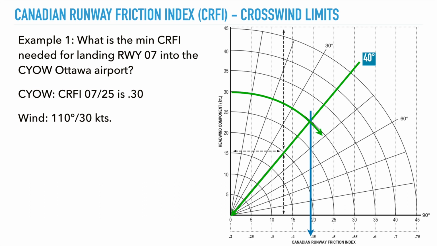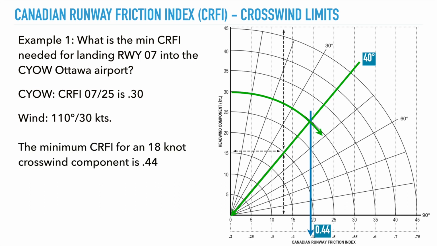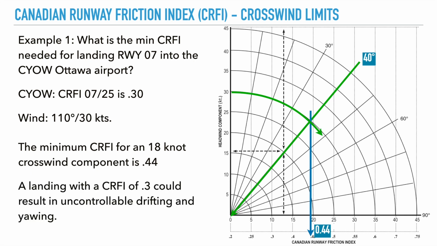But the chart also tells you that the maximum crosswind that you can handle for this type of CRFI is 18 knots. So the minimum CRFI for an 18-knot crosswind component is 0.44, which means that landing on this runway with only a 0.3 CRFI is quite dangerous and could result in uncontrollable drifting and yawing. So when you look at the ATIS, if it says 0.30, but when you look at the chart, you figure out the numbers, we need 0.44, then obviously we cannot land now because it's much below what we need.